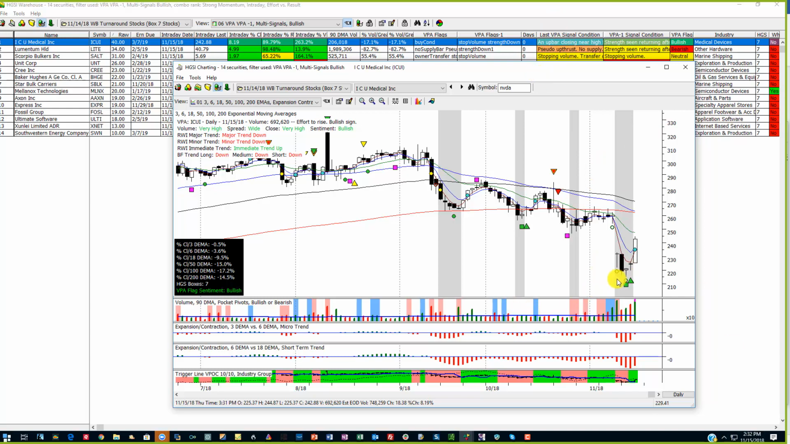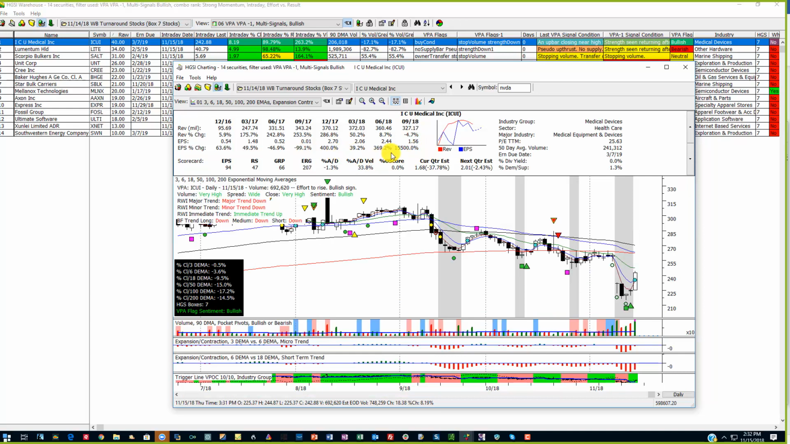Now, I realize it's very tough to buy stocks that have gapped down like this, but there's always the smart money that are looking to get bargains. And in this instance, what are we looking at? We're looking at a box 7 stock. So if I bring this up, look at this.